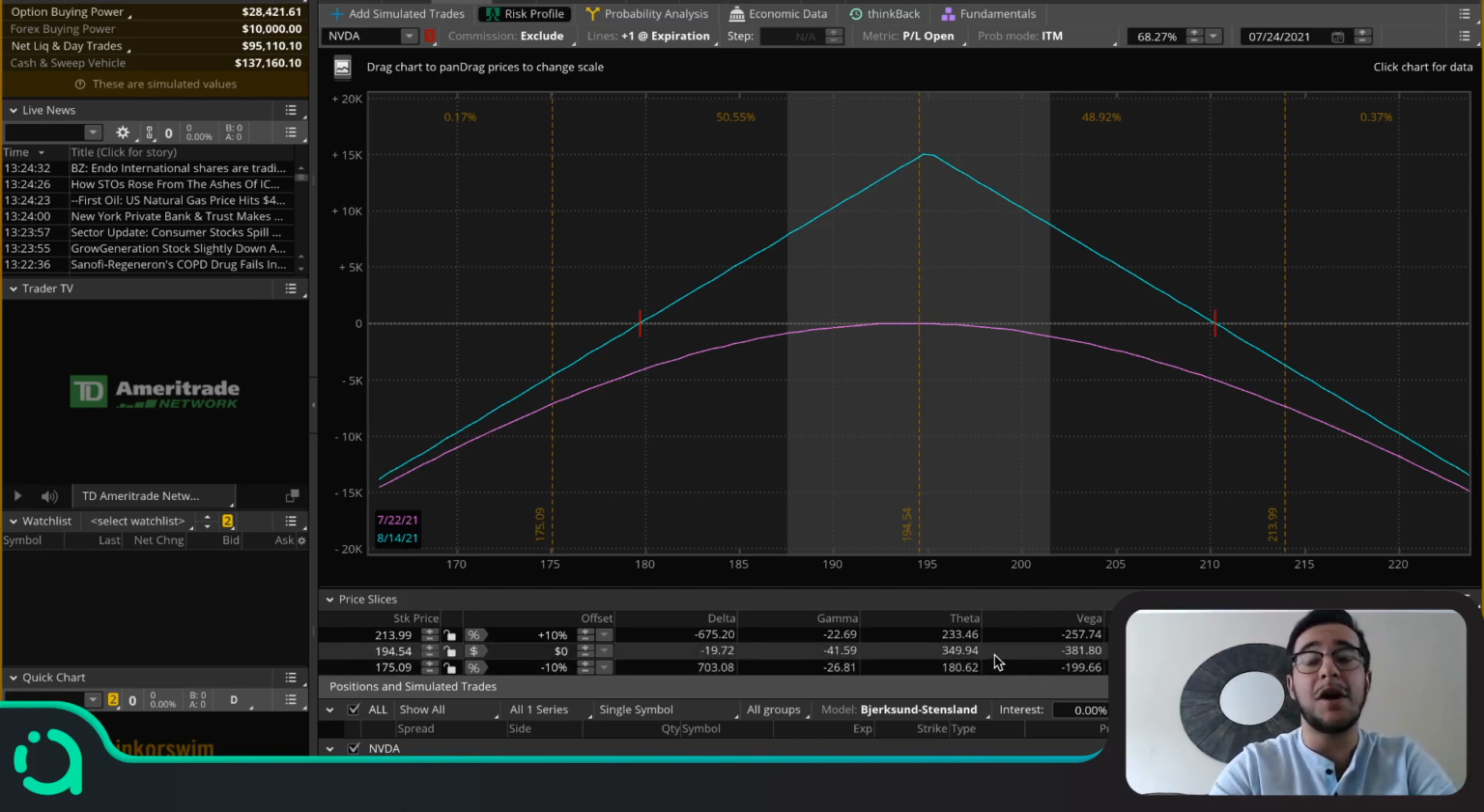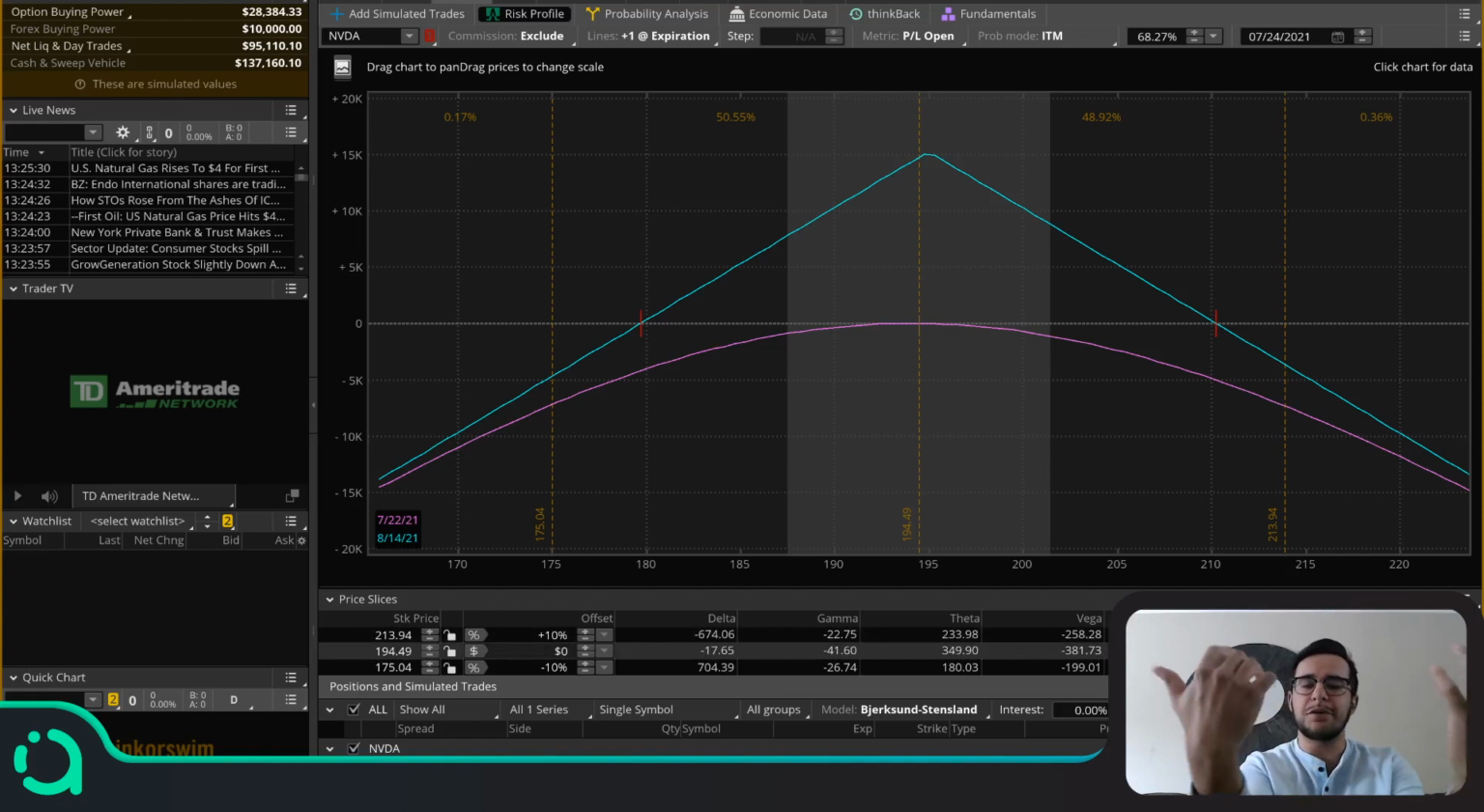349 theta, positive theta, big number for theta there. I think that's the main part of our trade anyways. So I'm happy to see that big positive theta number on this position. And we have minus 381 vega. So if implied vol starts to come down, we're gonna make money as well.